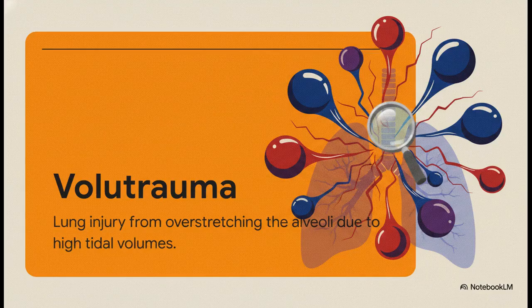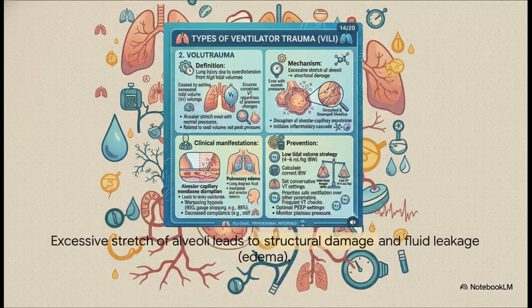Okay, so that was pressure. Next up is volutrauma. This is an injury caused not by the pressure, but by the sheer volume of air. It's about physically overstretching the lung tissue. If you force too large a breath into the lungs, you can stretch those delicate structures way past their breaking point. And you can see the damage right here. That insane amount of stretching actually tears the membrane between the air sac and the blood vessel next to it. What happens then? Fluid starts to leak into the lungs, a condition called pulmonary edema.